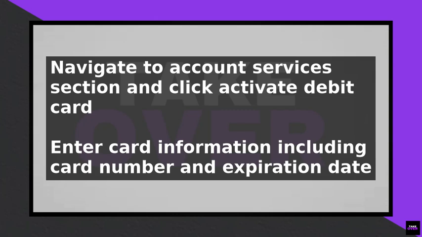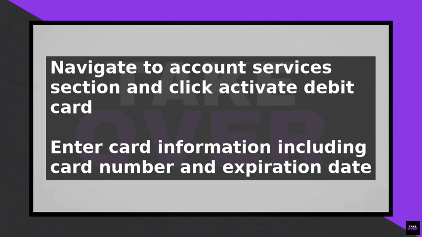You may be asked to create a PIN for your debit card. Choose a unique and secure PIN, and confirm it by re-entering it. Review the terms and conditions. Then click Activate to complete the activation process. You will receive a confirmation message indicating that your debit card has been activated.